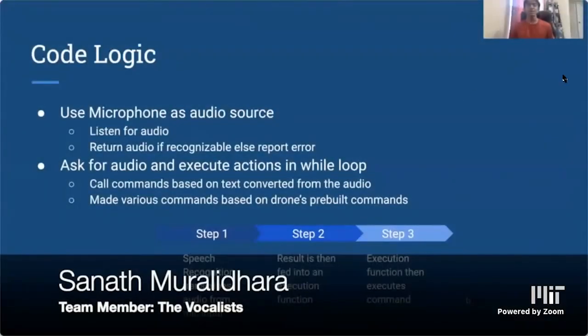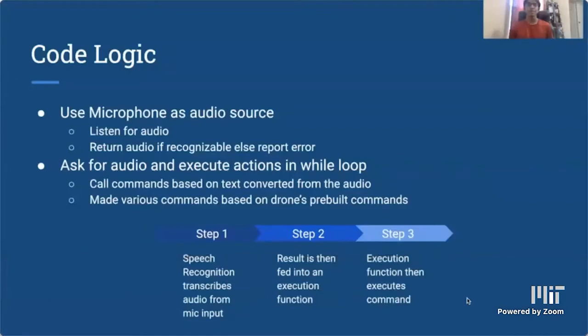My name is Sanath, and I'm one of the team members of the Vocalists, and today I'm going to talk to you about the logic that we use for our code. To start off, for the natural language processing, or NLP processor, we use a speech recognition module by Google, and that will listen for the audio and transcribe it. After listening to the audio, the NLP module will transcribe the audio and then send the result to an execution function. After the result has been received by the execution function, the execution function will then run that result and send it to the drone, which then will execute the command.